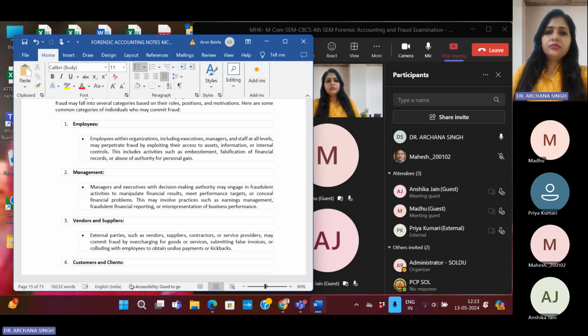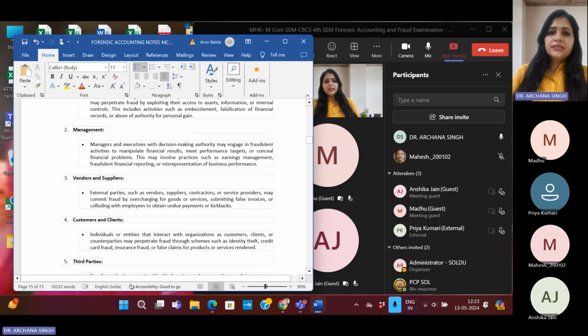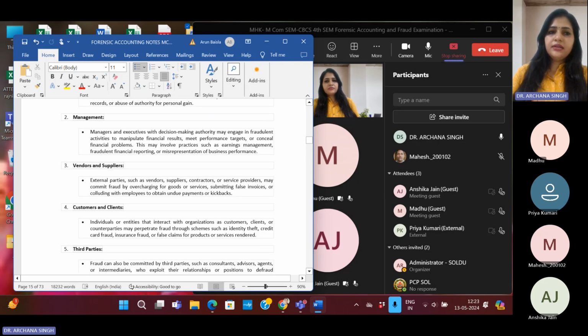Okay, second is management. Management may include the board of directors, executives who are doing the decision making activities, who may be involved in fraudulent activities. They may manipulate the financial records, and for earning more, they may falsify financial records to meet the performance target. Okay, so fraudulent financial reporting they can do. They can misrepresent the financial performance of the business. So likewise they can do the fraudulent activity.